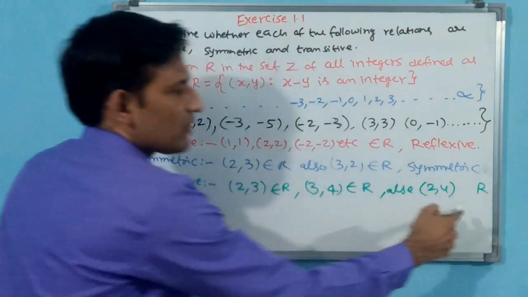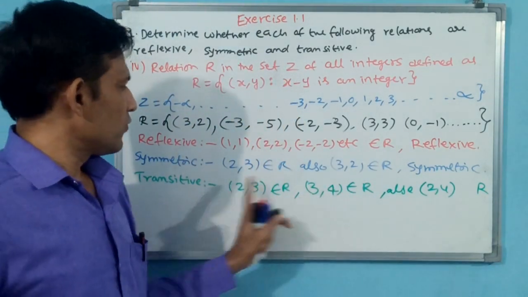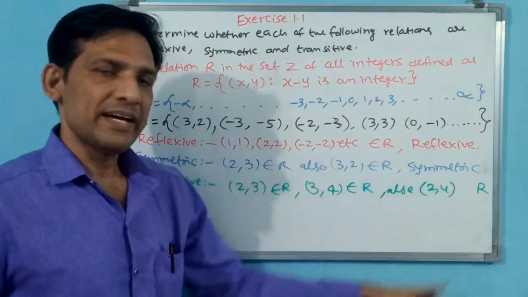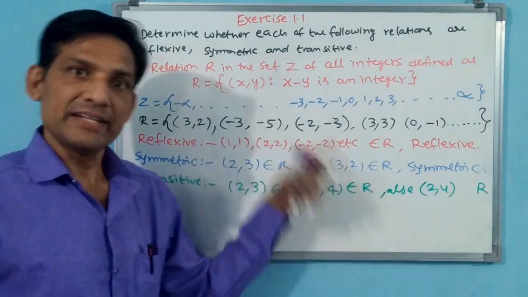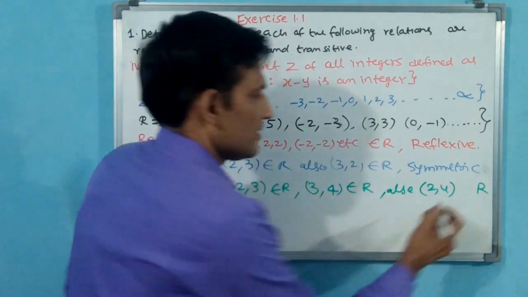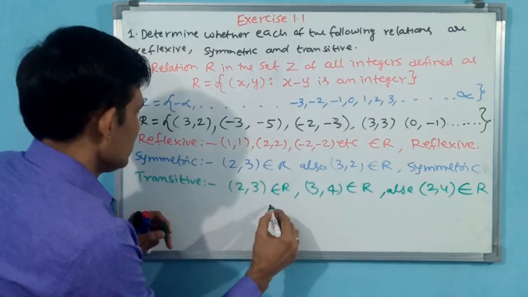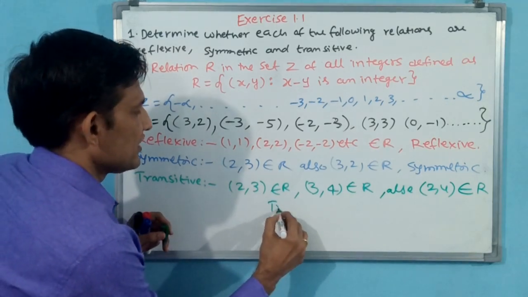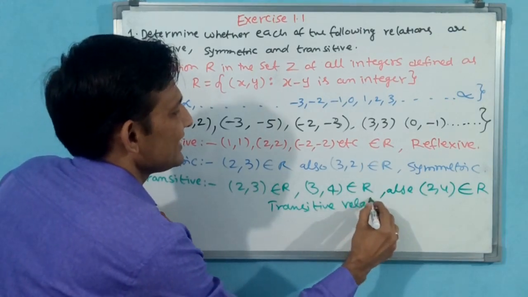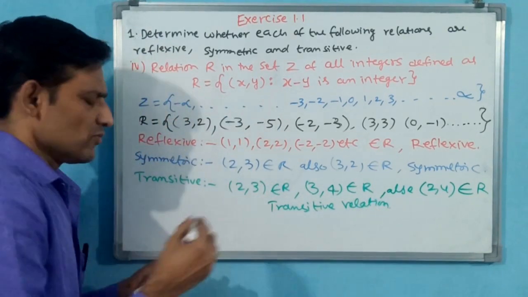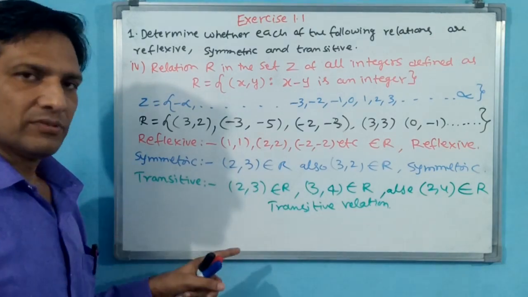But I have not written belongs to or not belongs to. Just first analyze it. 2 to 3, 3 to 4, 2 to 4. 2 to 4 is there. 2 minus 4 is minus 2. Minus 2 is there. Yes, then valid. Then it will be there, belongs to R. Okay, this is a transitive relation. Whether you write relation or not is not a big thing, but this is transitive.